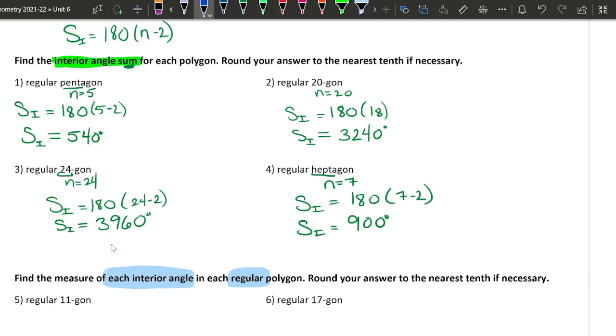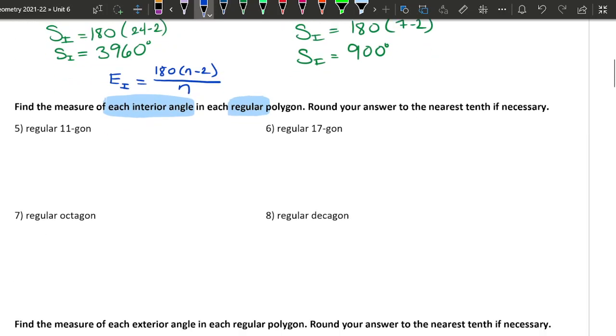So this is each interior equals, on the numerator is the sum, so 180 times n minus 2, and it's going to be divided by n, the number of angles that you're working with. So you find the sum and then split it evenly amongst all the angles. All right, so this one is a regular 11-gon. So n equals 11.